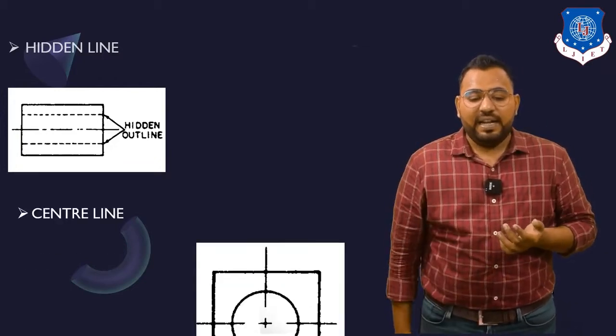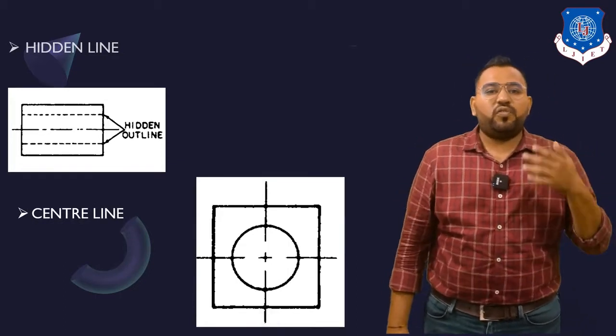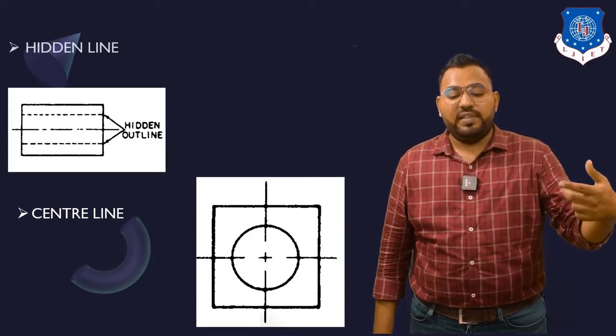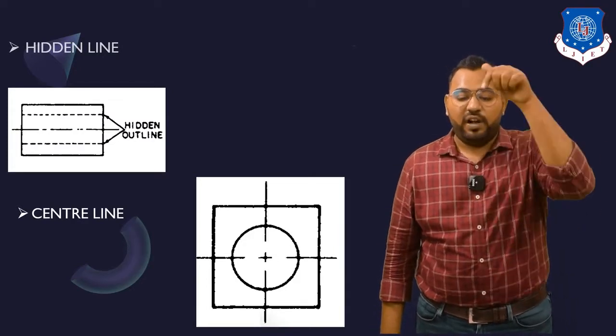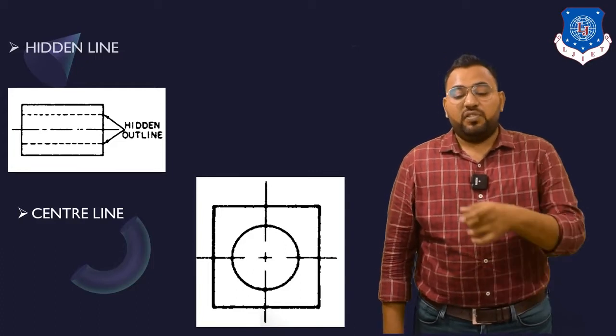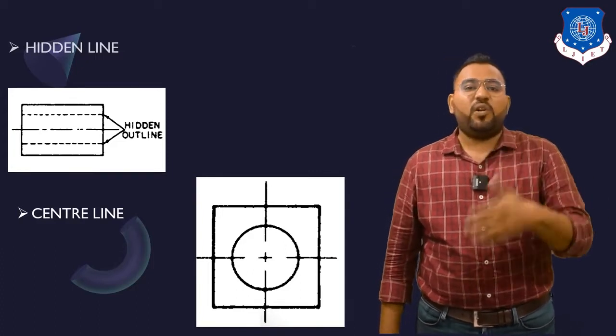Now next, a center line. A center line is used for showing the center of the circle. You can see the line, dot, line, horizontally: a big line, short line, big line. And vertically also, big line, short line, big line. So you can see the center of the circle. So a center line is used for showing the center of the circle.